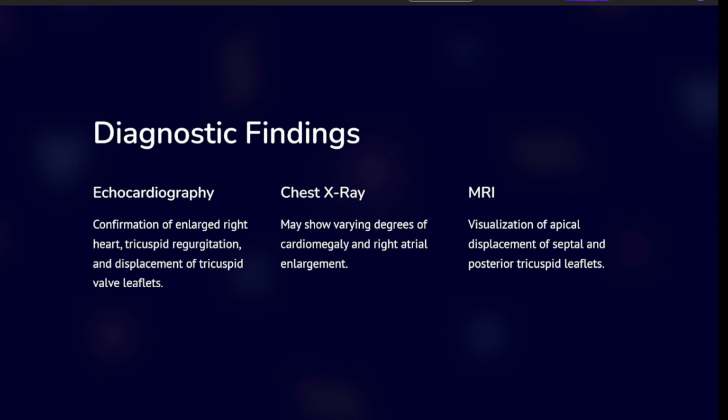Chest X-ray may show varying degrees of cardiomegaly and right atrial enlargement. MRI, visualization of apical displacement of septal and posterior tricuspid leaflets. ECG, potential findings include tall and broad P waves, first-degree atrioventricular block, right axis deviation, and right bundle branch block. Look for delta waves indicative of Wolff-Parkinson-White syndrome. Pulse oximetry, reduced oxygen saturation indicating cyanosis in severe cases.